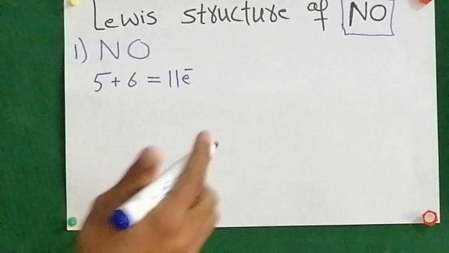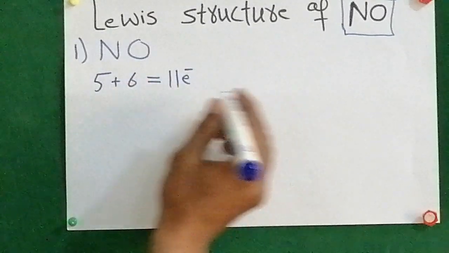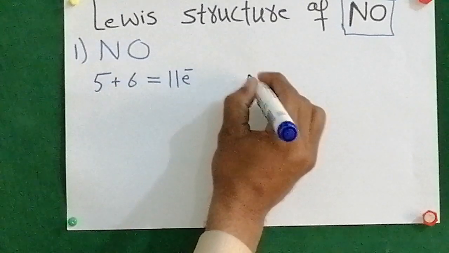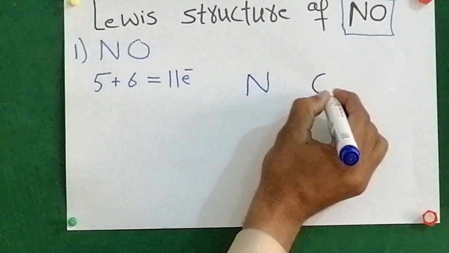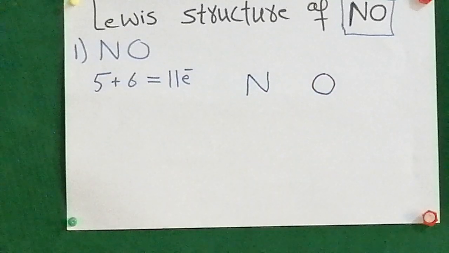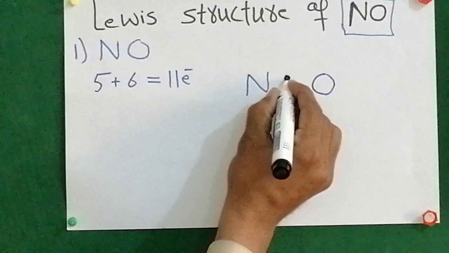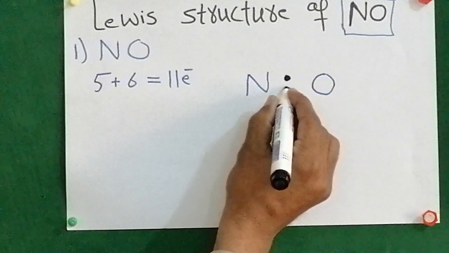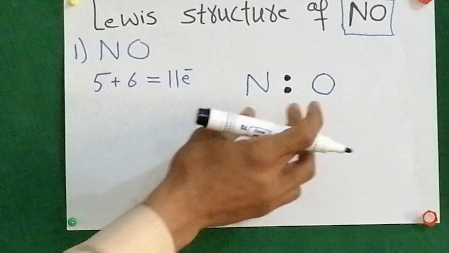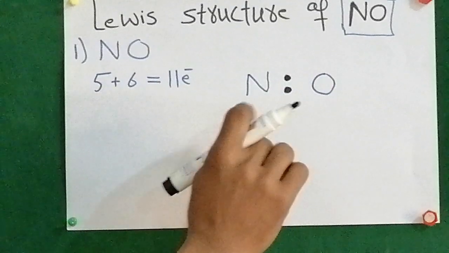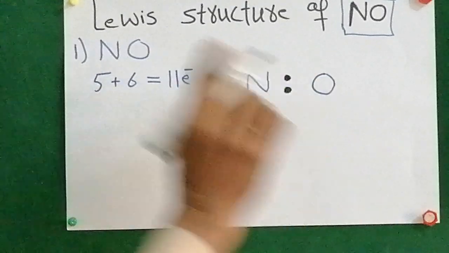So students observe it. I am going to draw the structure of NO. 11 electrons, here nitrogen, here oxygen. First of all, we know that students, we put 2 electrons between nitrogen and oxygen to make a bond between nitrogen and oxygen. These electrons are used to make a bond, which represents that there is one bond between nitrogen and oxygen.